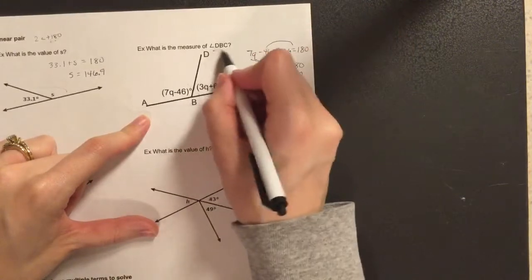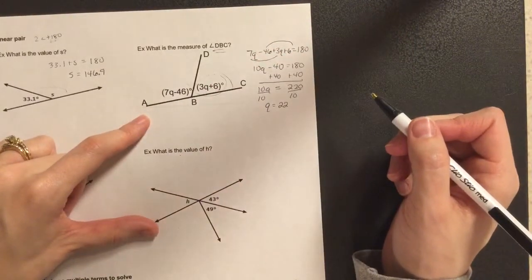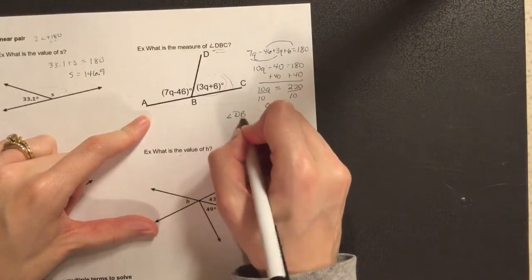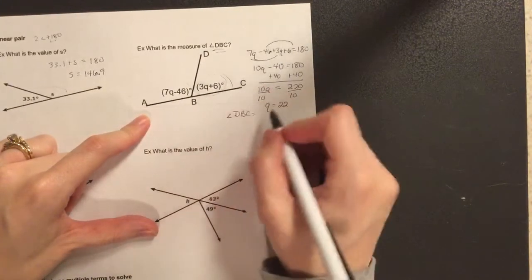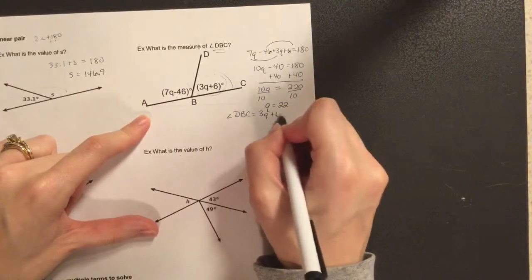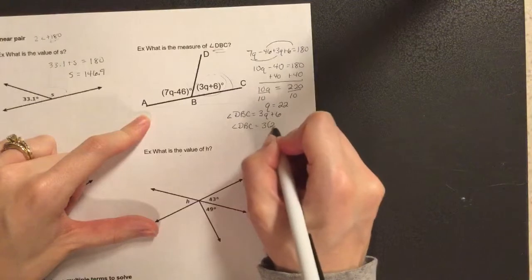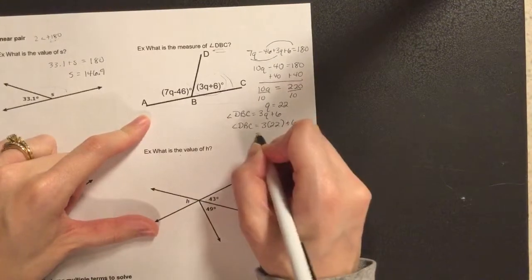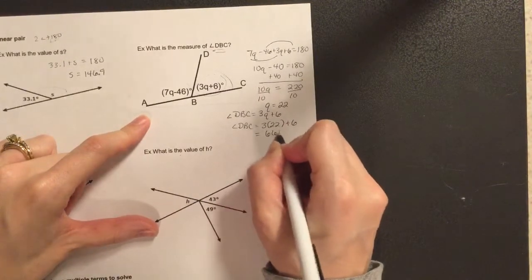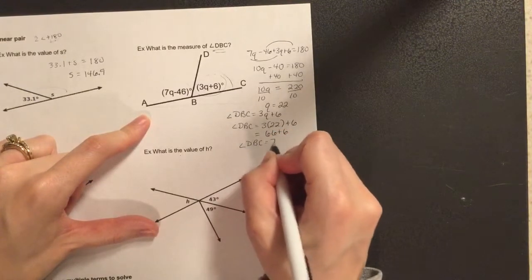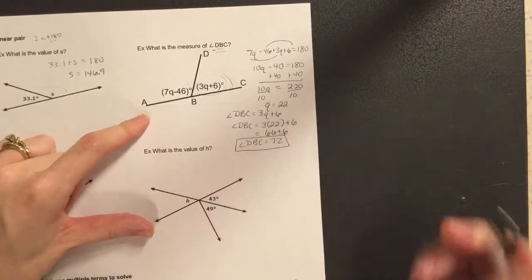But we're not done because it says it wants the measure of angle DBC. So the angle of DBC is going to be equal to, get that from the picture, 3q plus 6. So angle DBC is equal to 3 times 22 plus 6. 3 times 22 is 66 plus 6. So angle DBC is going to be equal to 72 degrees.